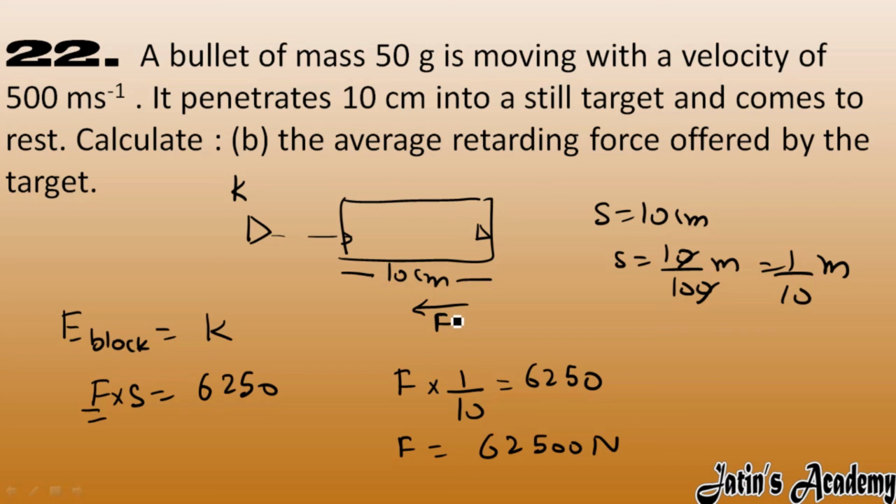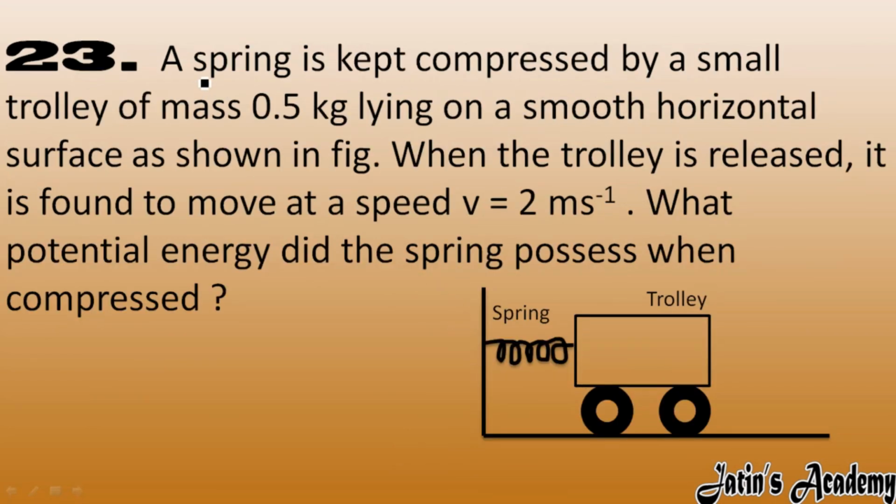Clear? Next we have a spring kept compressed by a small trolley of mass 0.5 kg lying on a smooth horizontal surface as shown in the figure. When the trolley is released, it is found to move at a speed of 2 meter per second. So it starts moving with a speed of 2 meter per second. What potential energy did the spring possess when it was compressed?